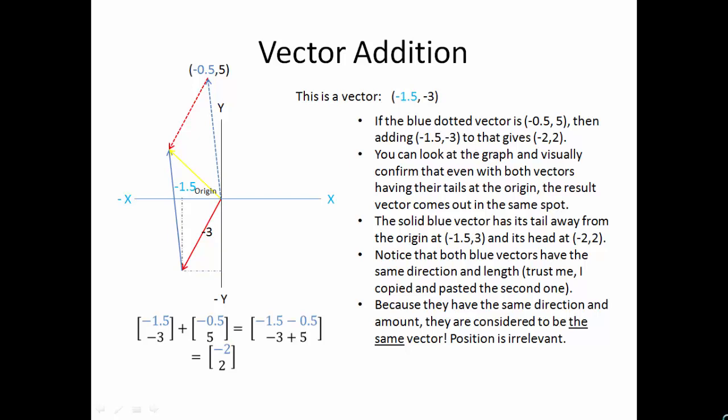Basically, this is how you would solve this problem. If you were using the solid blue vector, then you have two positions, and you've got to calculate both the head and the tail, and it would still give you the same results. To simplify it, you need to move it to the origin by subtracting the tail position from both the head and the tail, and then your vector will at that point be the dotted blue vector.